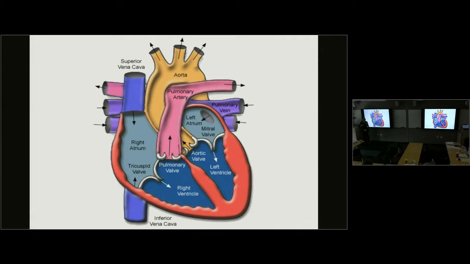So there are a lot of things you can tell by echo just looking at this. What is the flow? What are the pressures? Are the valves opening and closing? Are the valves going backwards? How does this muscle look? So there's a lot to take from just this picture.